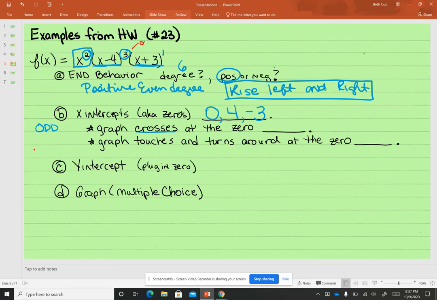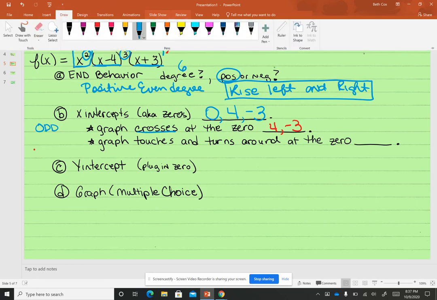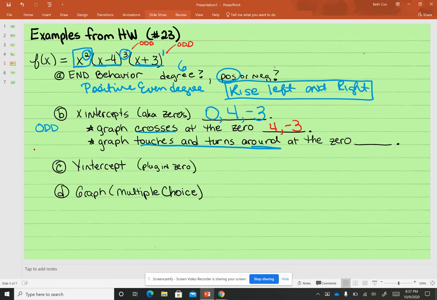This one is odd. This one is odd. The power is odd. The multiplicity goes with the power on the factor, if you hadn't picked that up. So 4 and negative 3 have crossing. Okay, and then for touching and turn around, that's the one that's even, and that's 0.